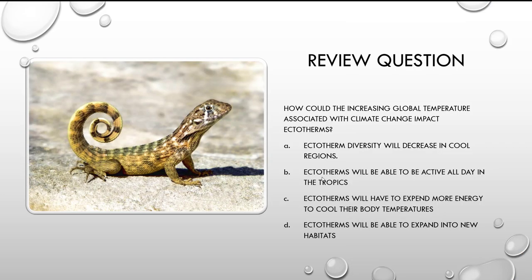How could the increasing global temperature associated with climate change impact ectotherms? Okay, so would it be A, ectotherm diversity will decrease in cool regions? B, ectotherms will be able to be active all day in the tropics? C, ectotherms will have to expend more energy to cool their body temperatures? Or D, ectotherms will be able to expand into new habitats? So what do you predict will happen to our ectotherm friends with the increasing global temperature?